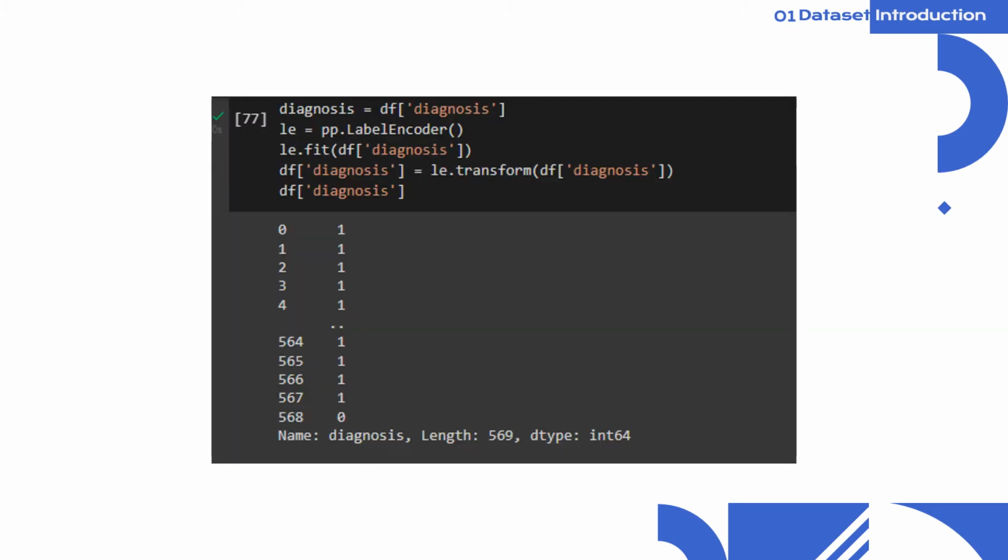Next, we will use label encoder to convert the diagnosis column, which initially consists of M and B strings, into the numbers 1 and 0, so that it can fit into our data and into the machine learning model. The number 1 means the diagnosis is malignant, and the number 0 means the diagnosis is benign.